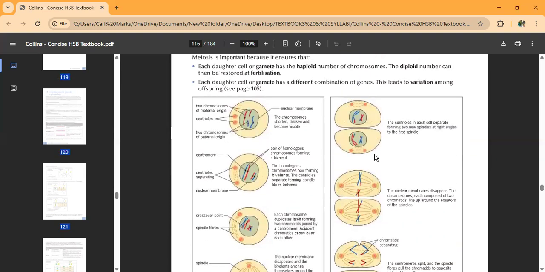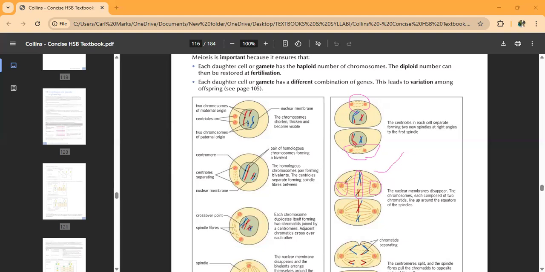So once again, we're looking at this one at the top right-hand side. You have the formation of the spindle. You see the spindle forming there at the bottom. Then the nuclear membrane disappears in this diagram, and these spindles are attaching to the chromosomes in the middle that go to the equator.